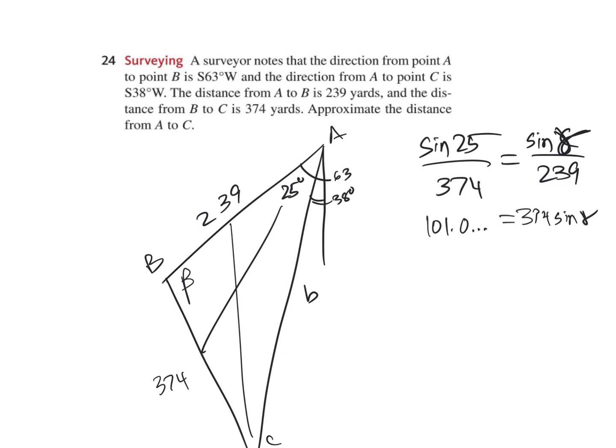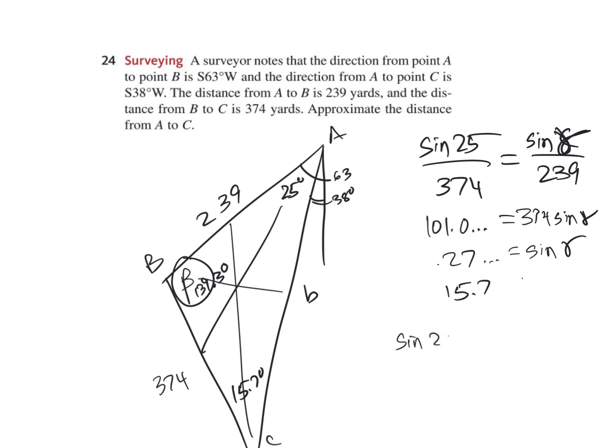Okay, so now we divide by 374, and that gives us 0.27, and that's the sine of gamma, so we need to take the arc sine of our answer, and gamma is going to be 15.7 degrees. So now we can find beta by subtracting those from 180. 180 minus 15.7 minus 25 gives me 139.3 degrees. And now we can find beta.